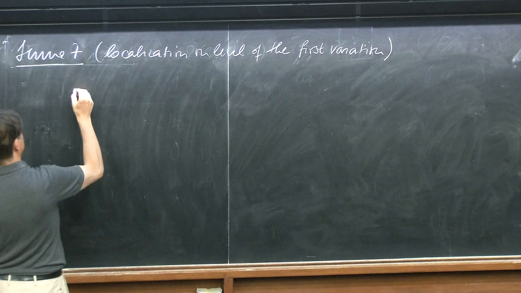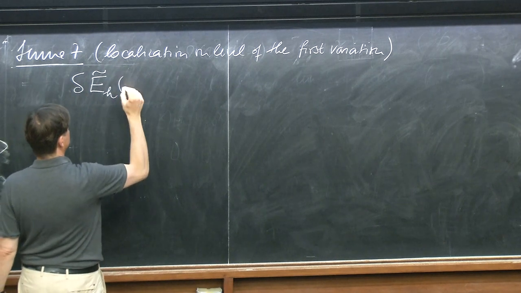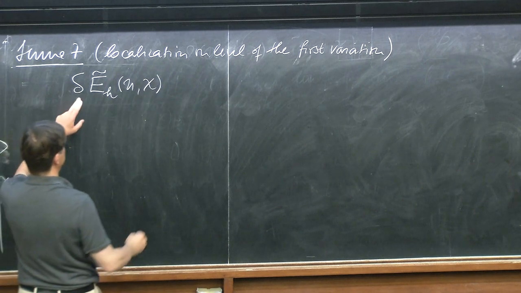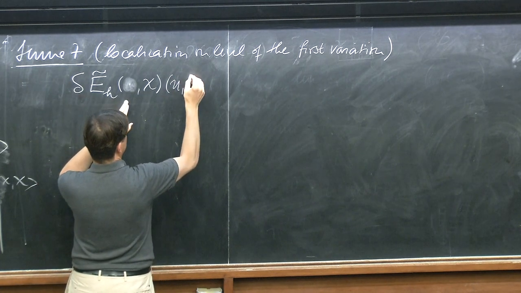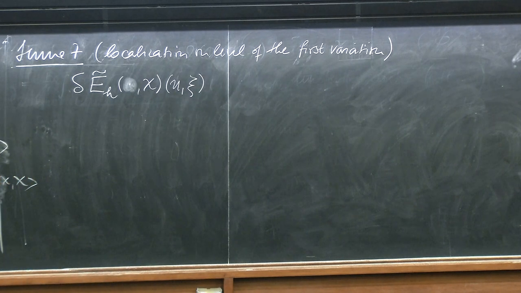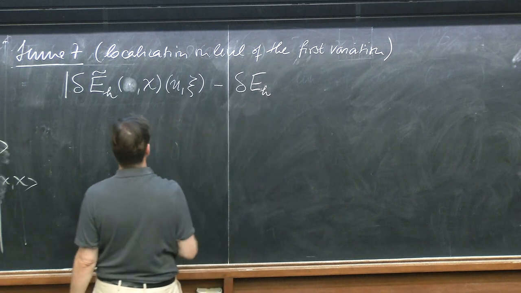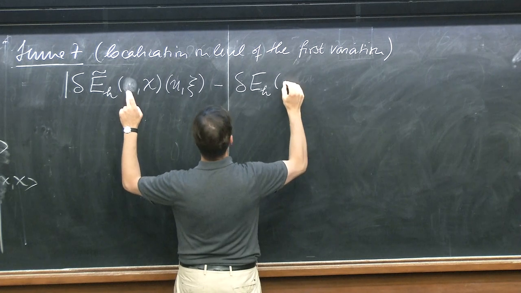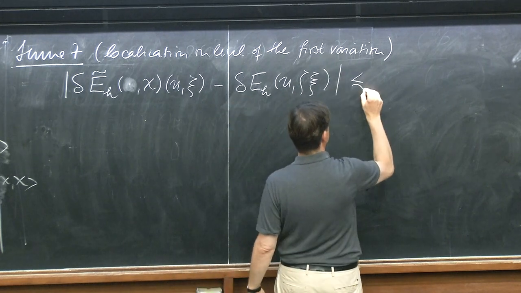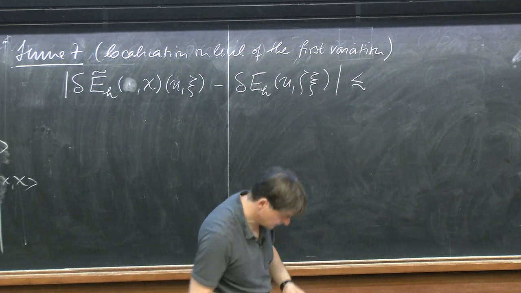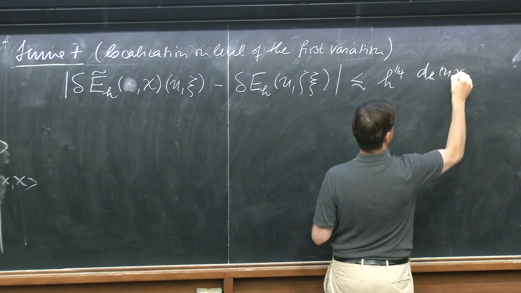And on the level of the first variation, if we look at the modified energy functional, I'm going to write down the definition in a second, which still depends on the second function, and we take the first variation in the first function in some configuration u, in direction of a vector field psi, then this is very close to the first variation of the original energy functional, which just depends on one argument, but in direction of the localized vector field. And this is nicely estimated by h^(1/4) times the dissipation term.